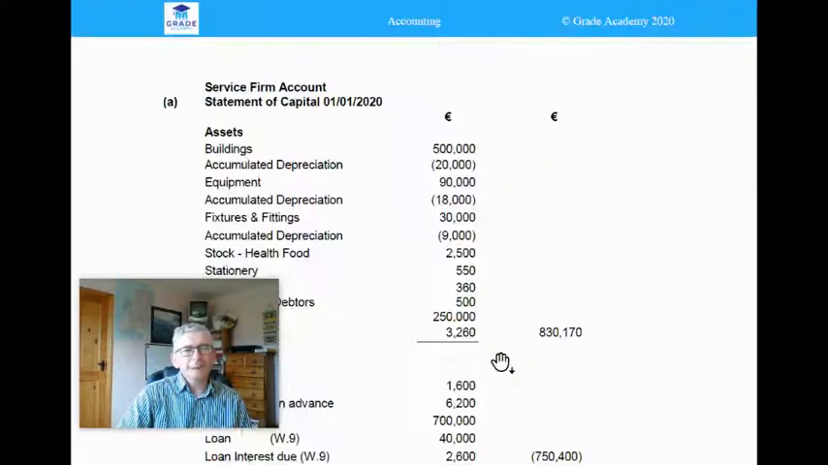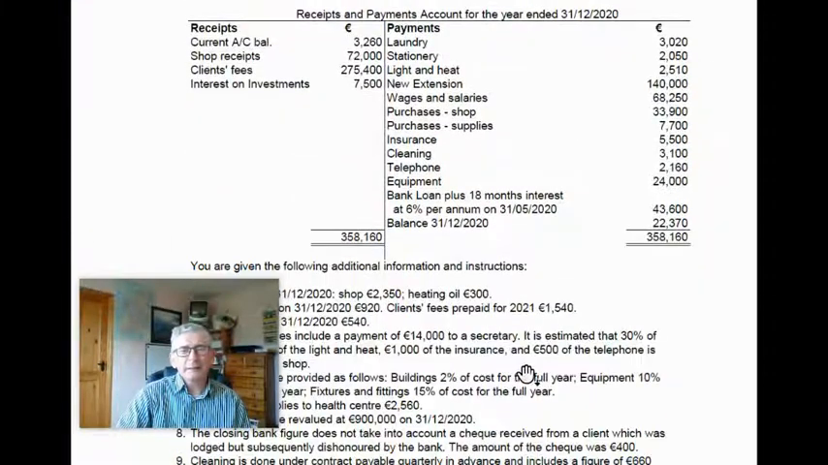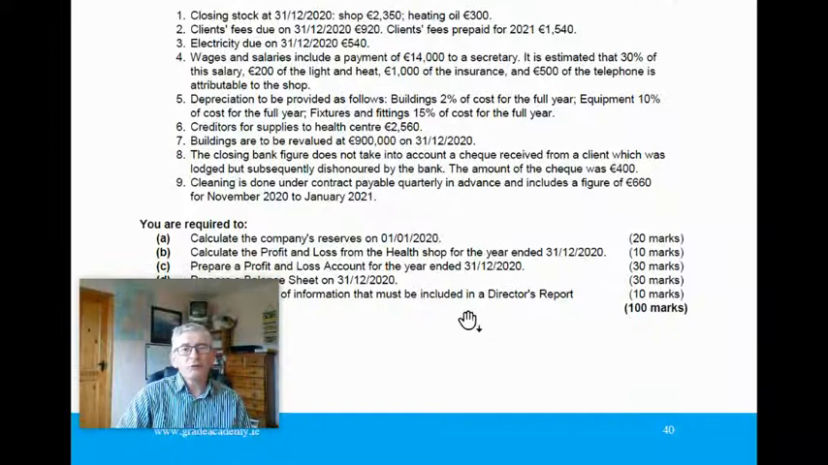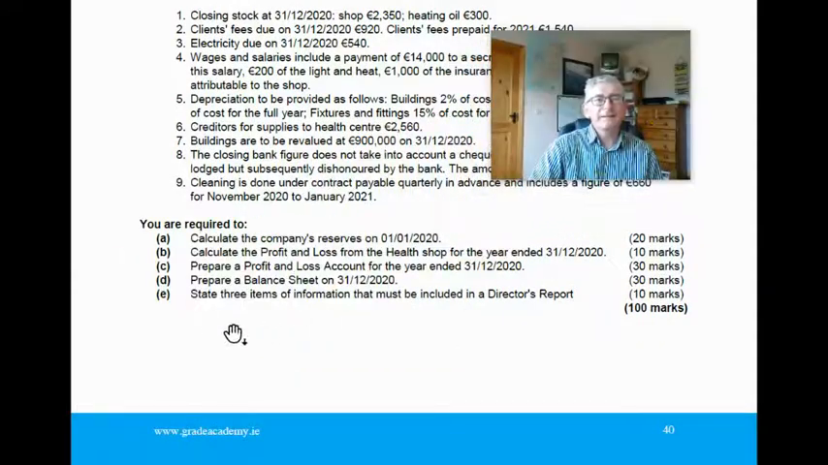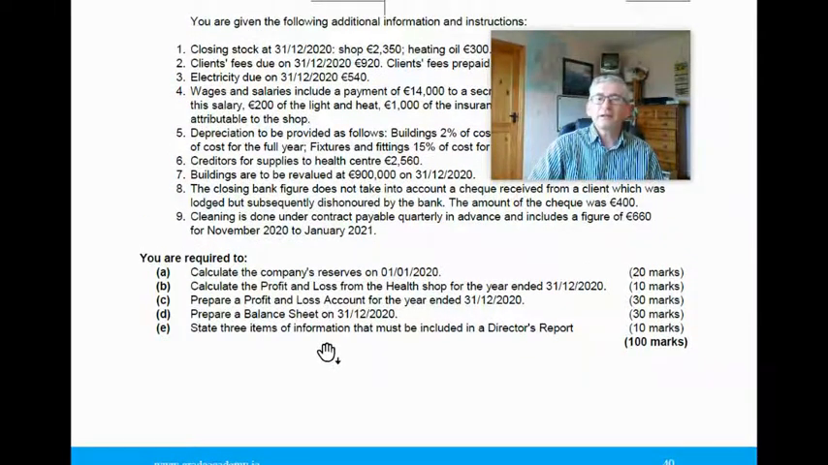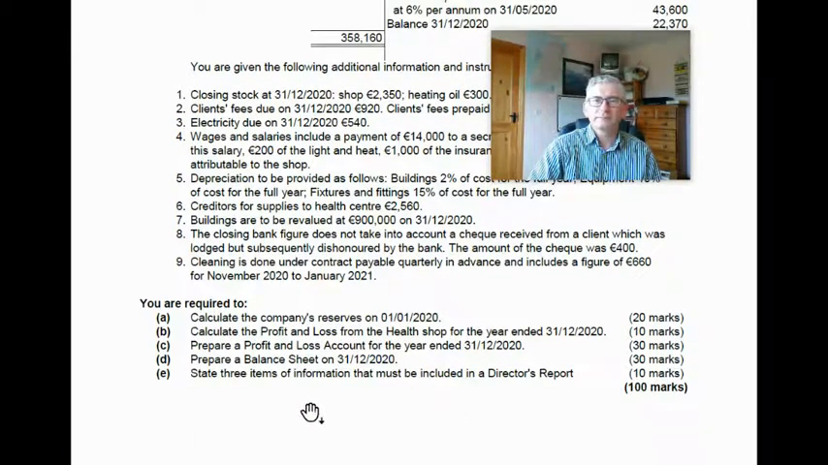Now, that's it really. Now, one thing you could have a go at yourself is the little bit of theory that's here at the bottom of the question. State 3 items of information that must be included in a director's report. Now, I'm going to leave that with you.